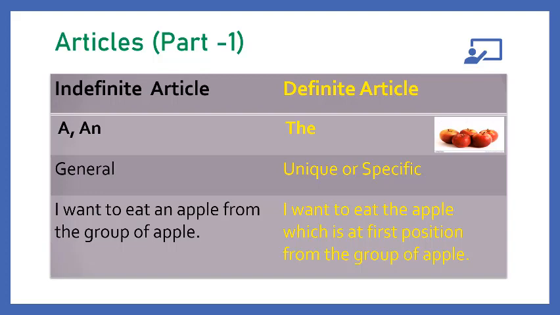You can notice here how we use the for pointing to a specific apple and an for a generalized apple. You can also notice here that we have used an and not a for pointing to an apple in a general context. Let's understand why we use an instead of a and how to decide when to use a or an.